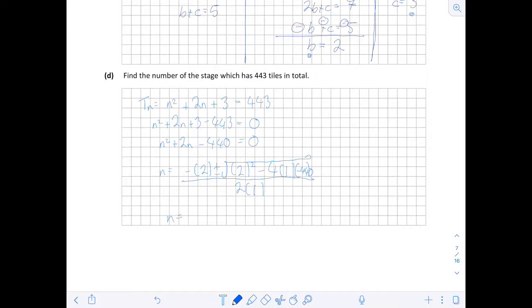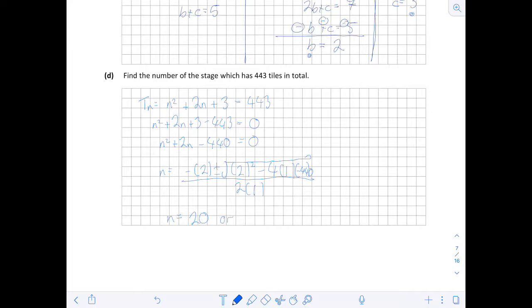So n is equal to, in fraction button, minus start bracket 2 close bracket plus square root of start bracket 2 close bracket squared minus 4 start bracket 1 close bracket start bracket minus 440 close bracket all over 2 start bracket 1 close bracket, which is equal to 20. So n is equal to 20.